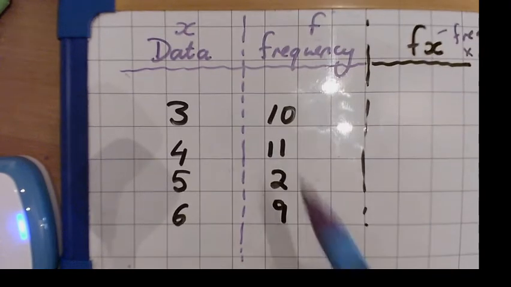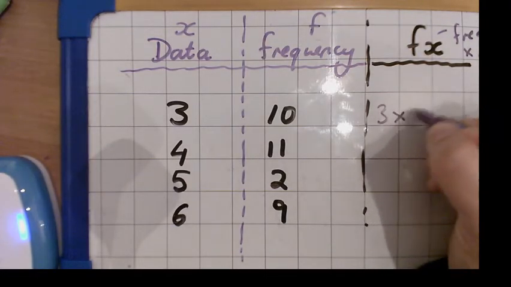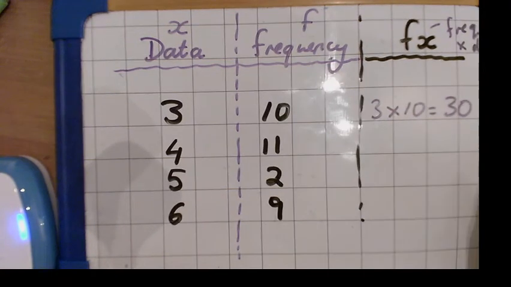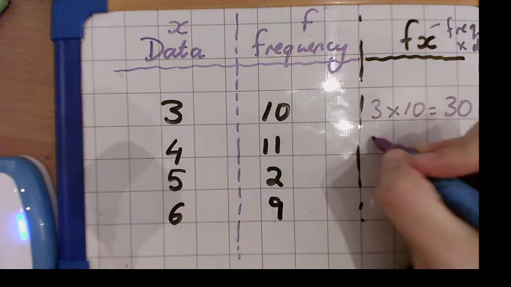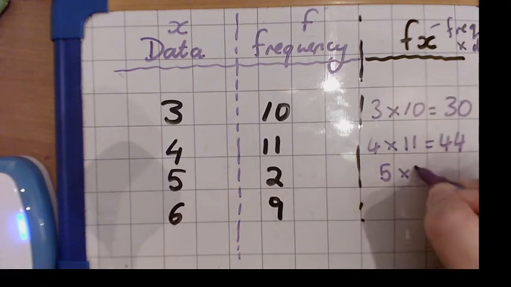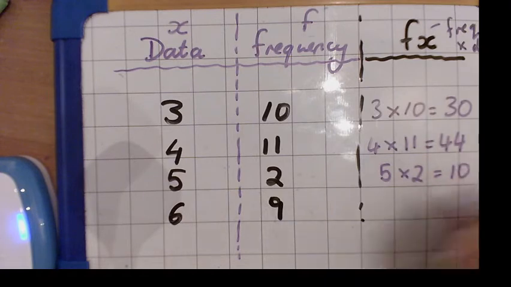Well, because that will give me the sum of everything. So if I have 10 threes, so I've got a 3, 3, 3, 3, 3, 3, 3, 3, 3, 3. How much do they all add up together? Well, my fx column tells me to do 3 times 10, and you should have figured out by now they would add up to 30. Right, let's do it with all of them. So I'm going to do 4 times 11, which gives me 44. 5 times 2, which gives me 10. And 6 times 9, which gives me 54.